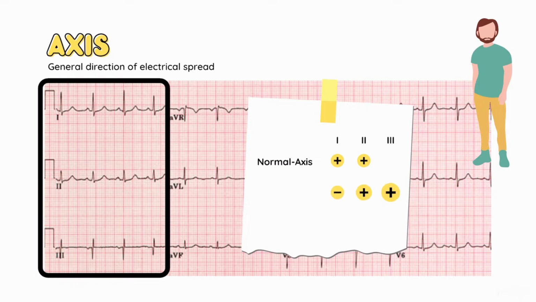A right axis deviation occurs with a negative lead 1, positive lead 2, and even more positive lead 3. This is often associated with right ventricular hypertrophy. A left axis deviation occurs with a positive lead 1 and negative leads 2 and 3. This is often associated with conduction abnormalities of the heart. Anthony has positive leads 1 and 2, which translates to a normal axis.